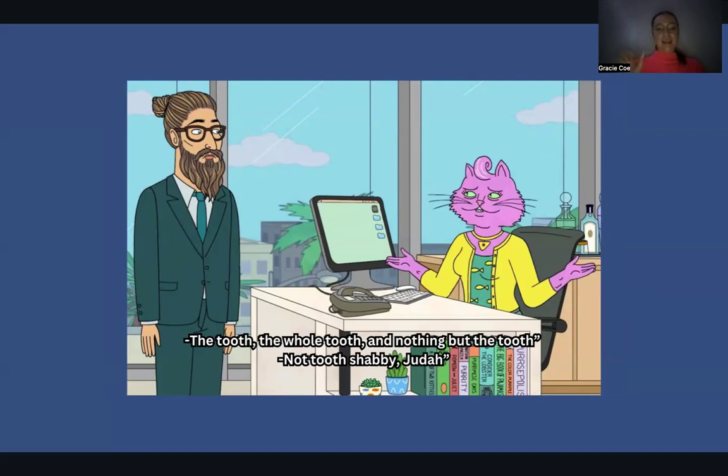Okay, so Judah, the first person that spoke, said the tooth, the whole tooth, and nothing but the tooth. That is obviously a reference to the court phrase, the truth, the whole truth, and nothing but the truth. We don't get that reference that creates humor, but we do get the second one. She says sorprendiente. So she says diente in the same way that she does in the first, where she says not too thabby, Judah.